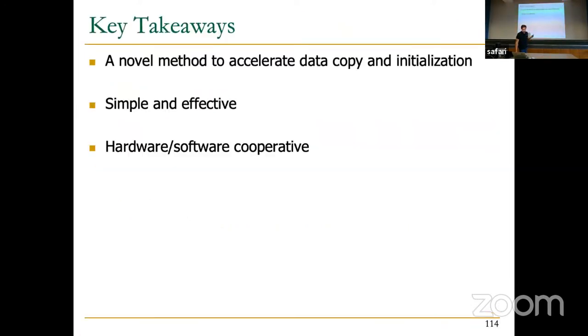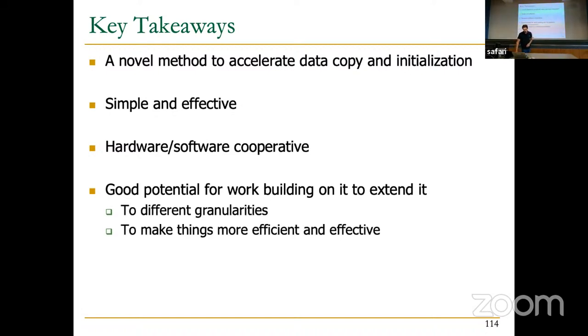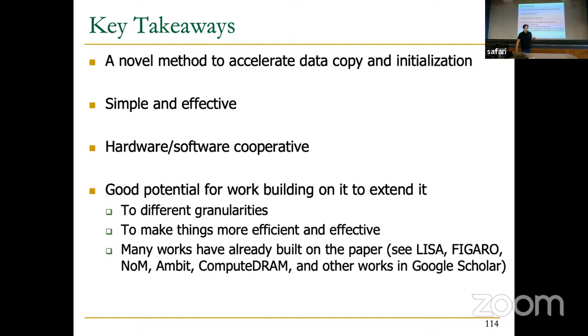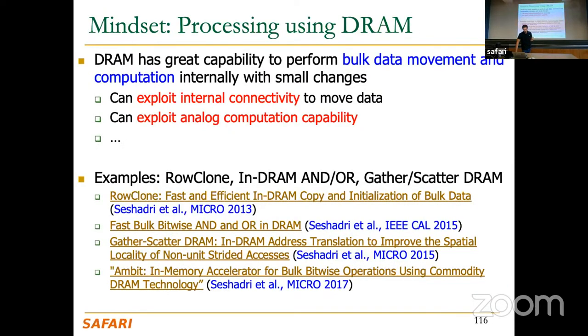So some key takeaways of this is still about the row clone paper, a novel method to accelerate data copy and initialization, is simple and effective, hardware-software cooperative, great potential for work building on it and to extend to different granularities, more complex computation, et cetera. So we are going to continue working on that.